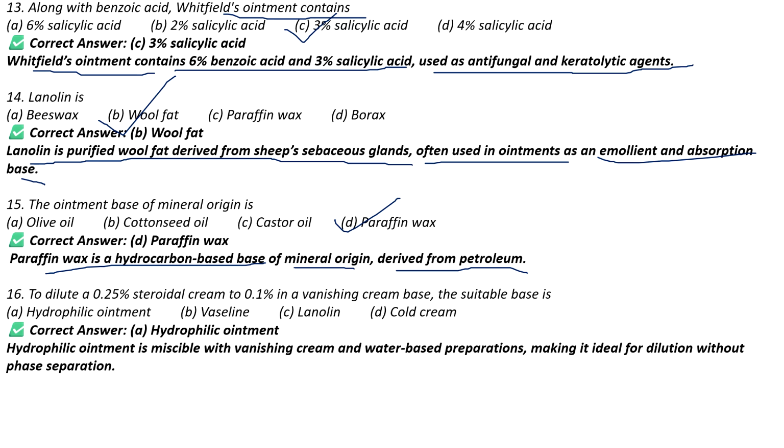So moving on to the next question, to dilute a 0.25% steroidal cream to 0.1% in a vanishing cream base, the suitable base, options are hydrophilic ointment, Vaseline, lanolin या cold cream. So hydrophilic ointment is miscible with vanishing cream and water based preparations, which makes it ideal for the dilution of the face preparation. So we can say option A, that is hydrophilic ointment, is preferred as a suitable base to dilute a 0.25% steroidal cream to 0.1% in a vanishing cream base.